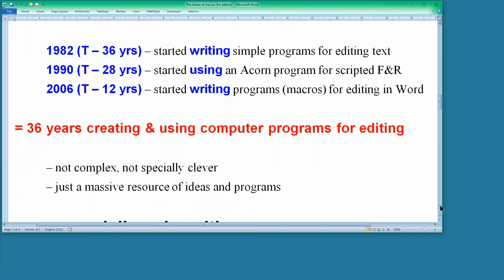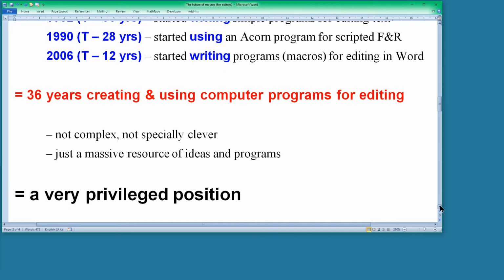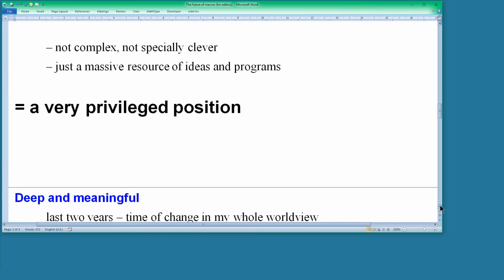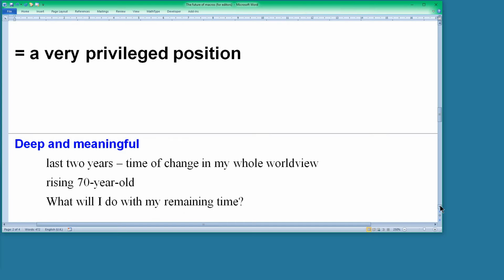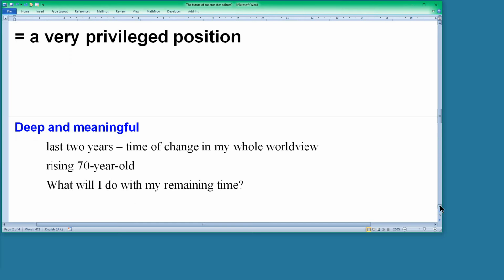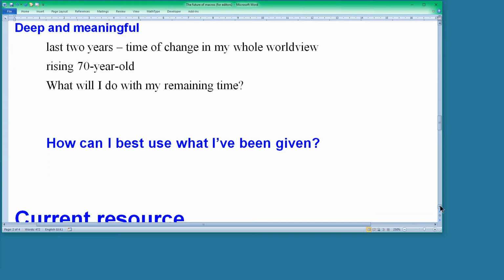So it does produce a massive resource of ideas and programs, and so that's put me in a very privileged position in 2018, and my deep and meaningful thinking where that's taken me. The last couple of years have been a time of change for me and my whole world view, and as I'm getting towards 70, I start to think, well, I'm not going to be around here forever. What am I going to do with my remaining time? What can I usefully do? How can I make use of the privileged position, and how can I best use what I've been given?